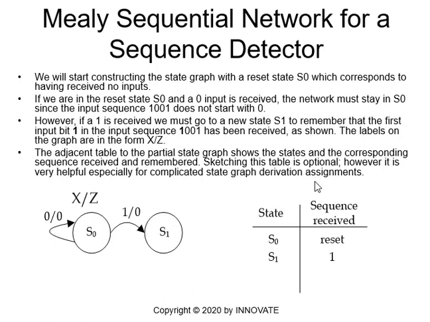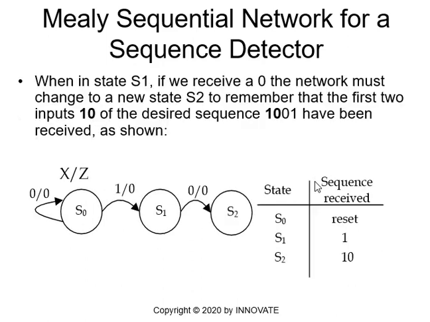Now, let's go to the next step. When I am in state S1, if we receive a 0, the network must change to a new state S2 to remember that the first two inputs 1, 0 of the desired sequence 1, 0, 0, 1 have been received. So S1 remembers 1, but I will go to S2 if I receive a 0, and the output accordingly: if X is 0, the output Z will be 0, but I have to remember this, so I go to a new state, which is S2. So the sequence received in S2 is 1, 0.